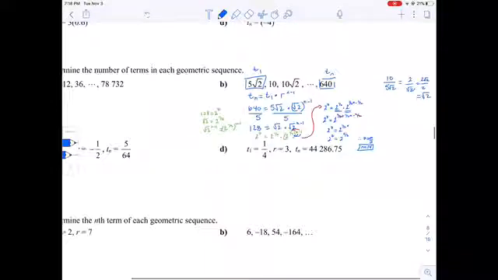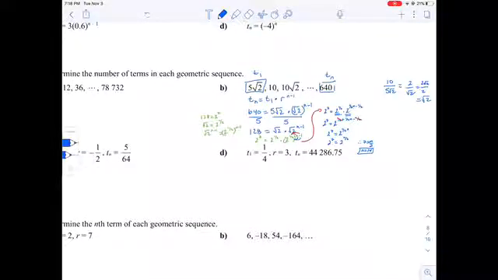So it simply says determine the number of terms in each sequence. 640 is term 14.